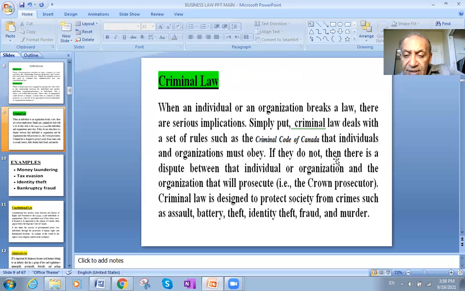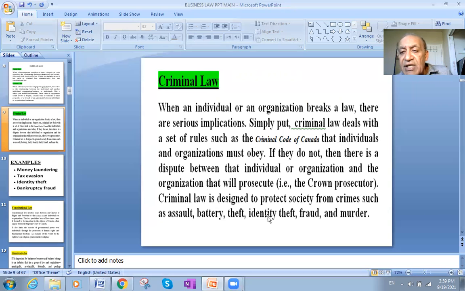If they do not obey, then there is a dispute between that individual or organization and the body that will prosecute, for example the Crown prosecutor. This sentence is very important: criminal law is designed to protect society from crimes such as assault, battery, theft, identity theft, fraud, and murder.